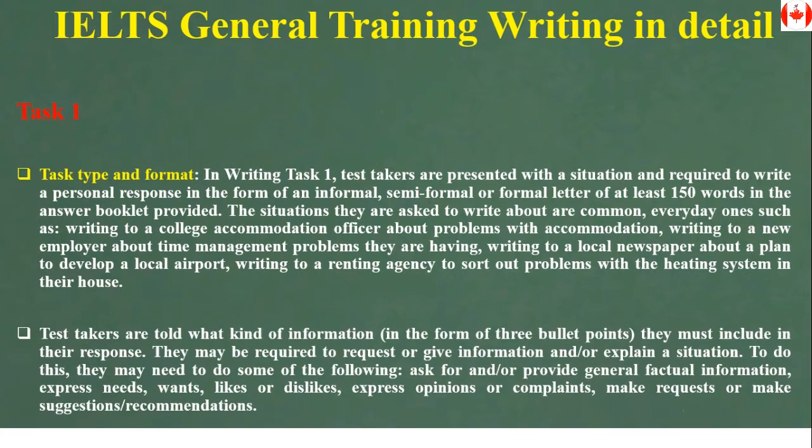In this task, you are told what kind of information, in the form of 3 bullet points, you must include in your response. You might be required to request or give information and or explain a situation. To do this, you may need to do some of the following: ask for and or provide general factual information, express needs, wants, likes or dislikes, express opinion or complaint, make requests, or make suggestions or recommendations.